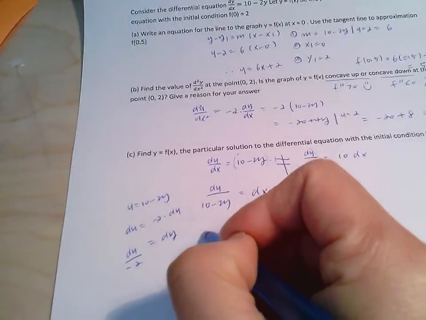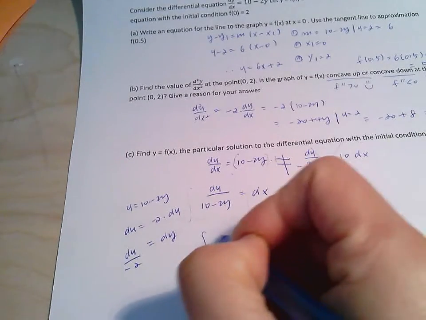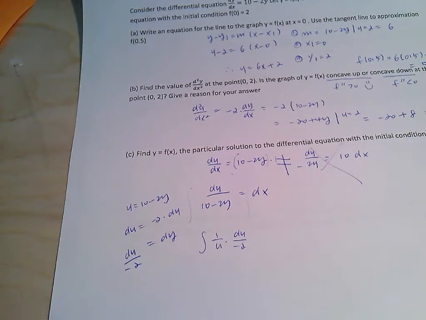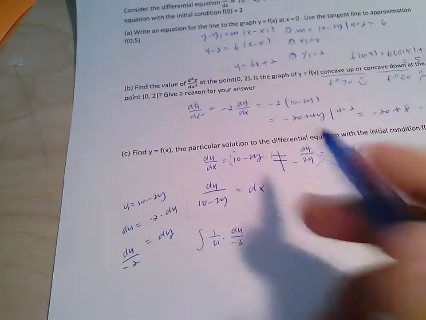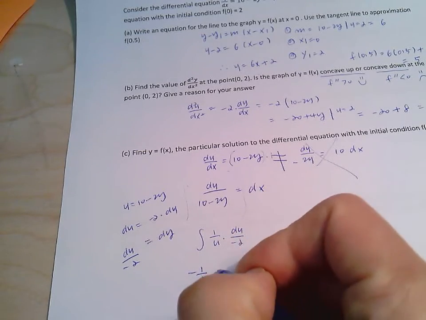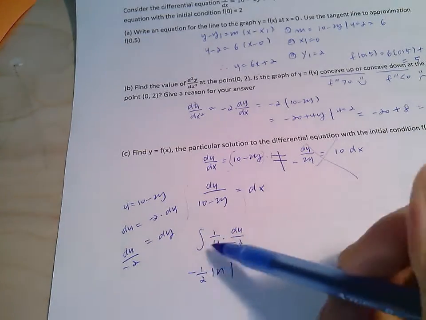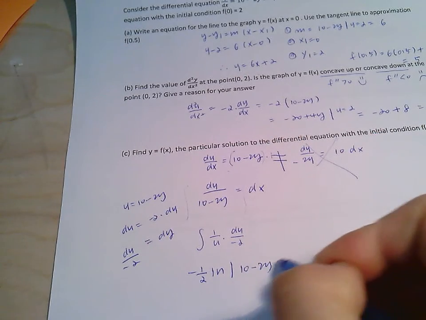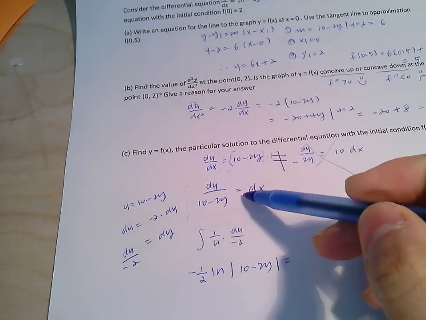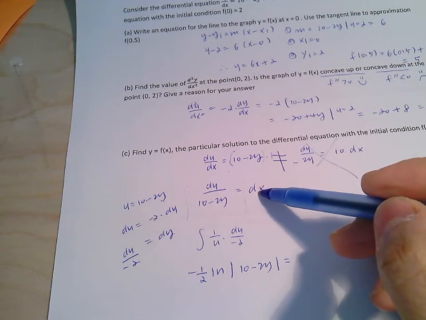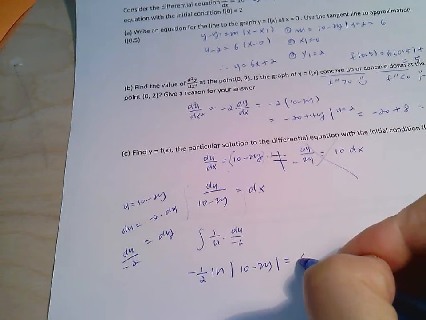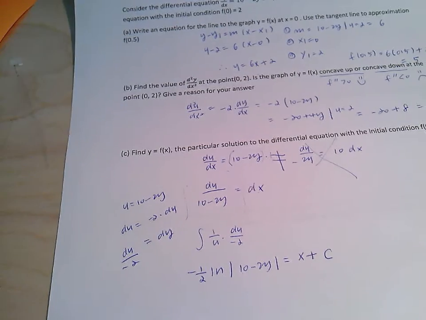So let me just rewrite it in terms of y. That gives us 1 over u times du over negative 2. Now 1 over u, this one is linear. So we have negative 1/2 ln of absolute value of u, but then we have to put u back in, which is 10 minus 2y, equal to the integral of 1 dx, the antiderivative of 1 in terms of x. We know that is x plus c.